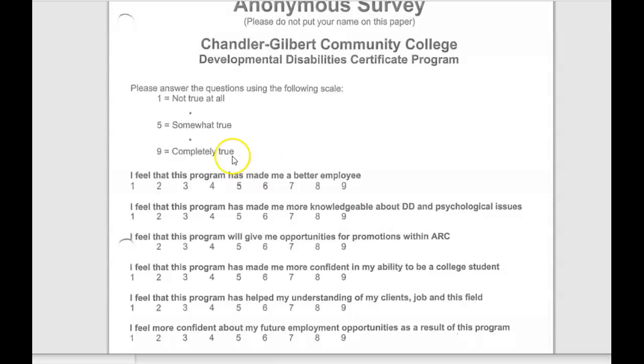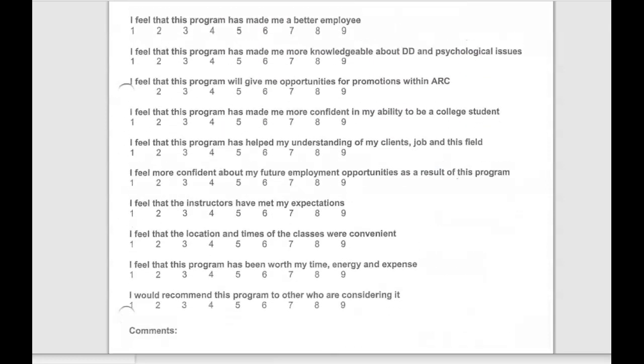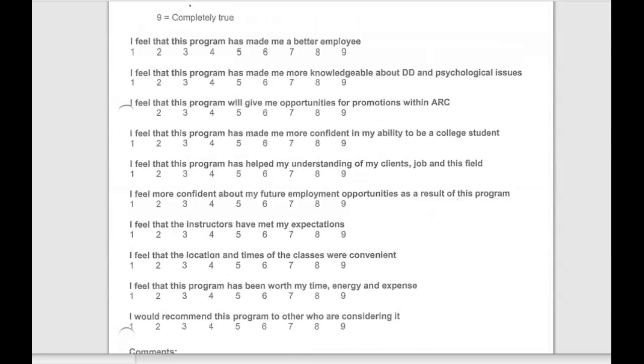So a 9 is totally true. So look at these questions here. What does it mean? A 9 means, oh my goodness, being in this program and taking these classes, it's really made me a better employee, more knowledgeable. I'm so glad that I did it. I'm hoping to get promoted. My ability levels are higher. My knowledge is higher. 9 is always the same answer.